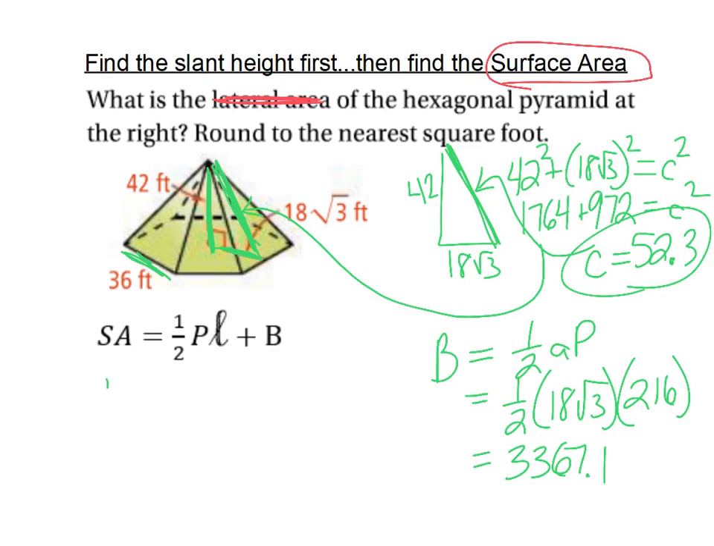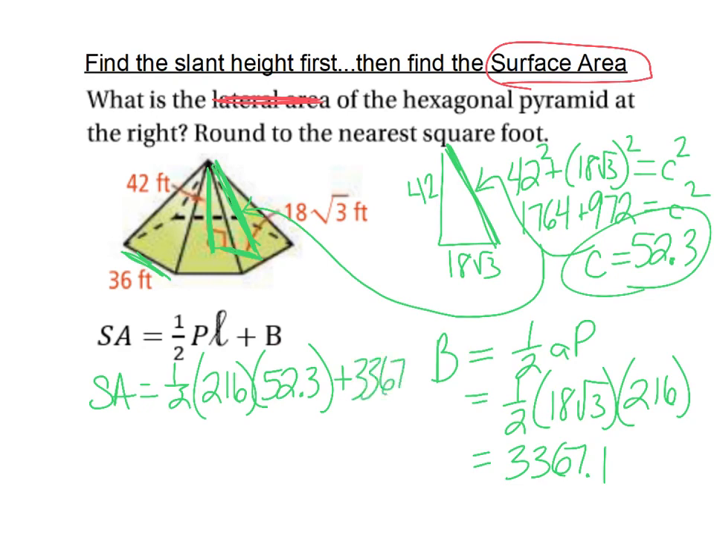Okay, let's fill it all in. The surface area is equal to 1/2. The perimeter of the base, we found that earlier. The perimeter of the base was right here. We said it was 216. That's the 36 times 6. The L is your slant height. That's what we did the Pythagorean Theorem to find. Plus the area of the base, that's what we just found over here, the 3,367.1. Notice that that's being added, so that's a little bit different.